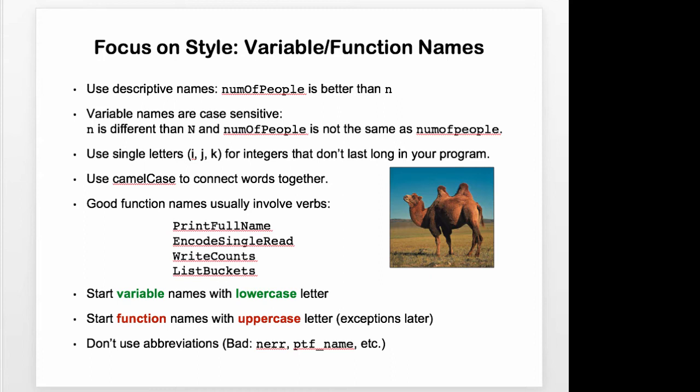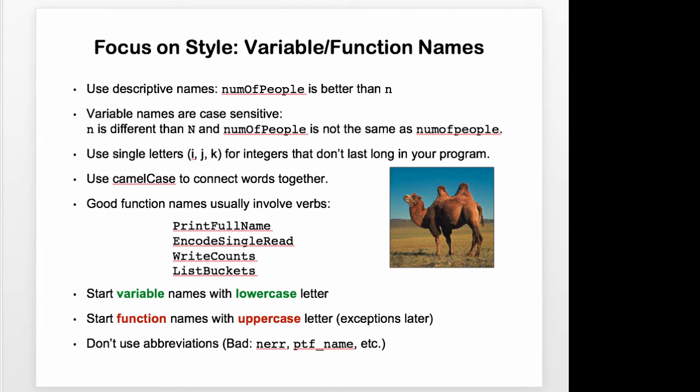Good function names are usually going to involve verbs. So the first word in a function name is typically going to indicate what the verb is that's going on. Are we printing a full name? Are we encoding a single read? Are we listing buckets, etc.? Whatever it is that we're doing, it's good to indicate the first word with a verb.